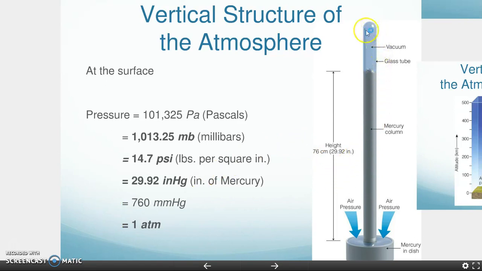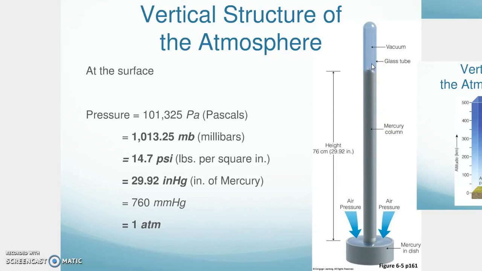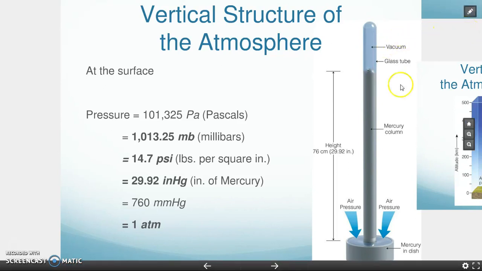If you have a complete vacuum in the top of a tube and put that vacuum in a cup of mercury, atmospheric pressure would push the mercury 29.92 inches up the tube. That's a typical standard atmosphere. Or we could just simplify it all the more and just say 1 atmosphere.